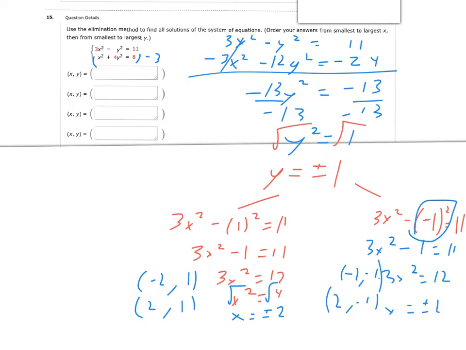I'll let you put them in order from smallest x. You know what? Let me help you out with that. So smallest x, and then from smallest to largest y. Okay, so smallest x is -2, both of those. And then the smallest y is the -1 first, and then the +1. And then the biggest x's are the 2's, and then I sort those y's as well.